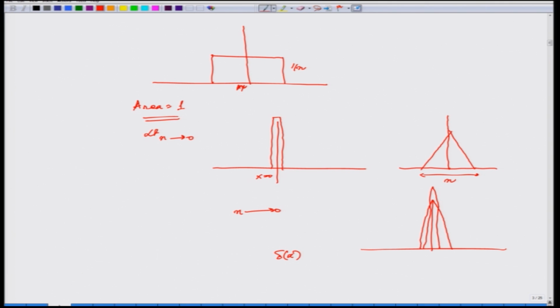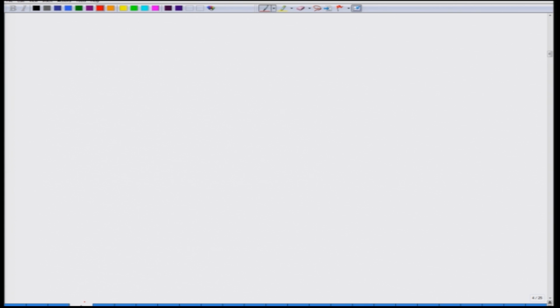Also the Gaussian function, if you remember the Gaussian function, if we keep on reducing the width, it will also go to the delta function. So these are the examples of the delta function. So let us say there is a problem in Griffiths 1.44. Before solving the problem, let me introduce some properties of the delta function. So here they are.